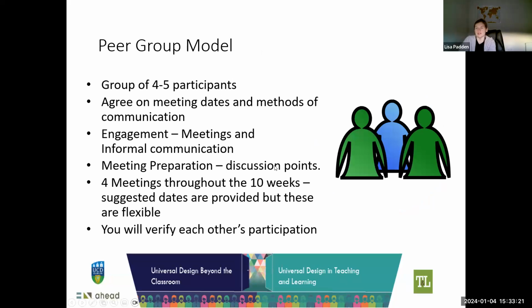Okay, so the peer group model. This is the model that we use in national rollouts of the badge, but it's also used in quite a few local rollouts as well. You'll be put into a group of maybe 4 to 5 participants, and it really depends on the context. So it might be as few as 3, it might be as many as 6. It depends on how many participants sign up.